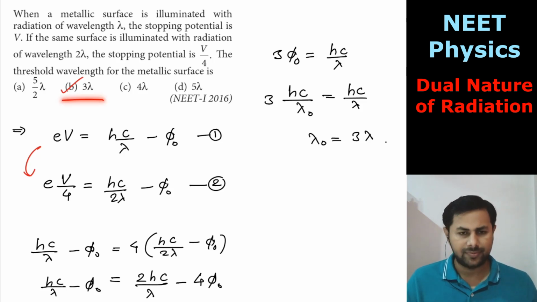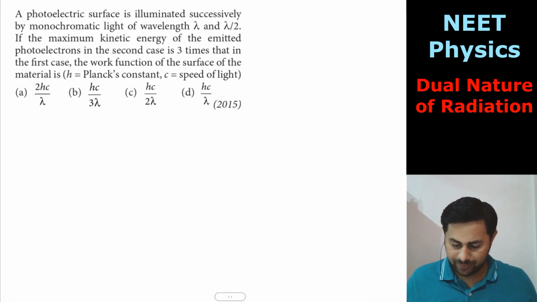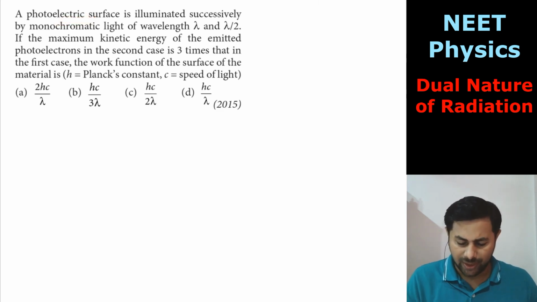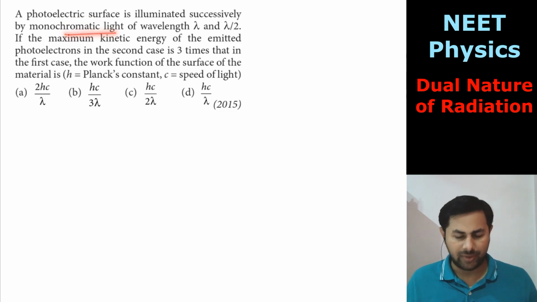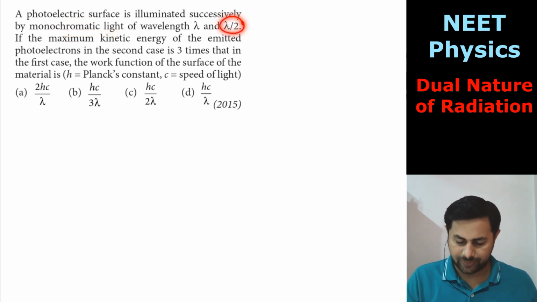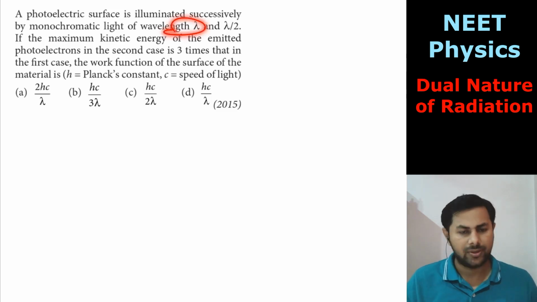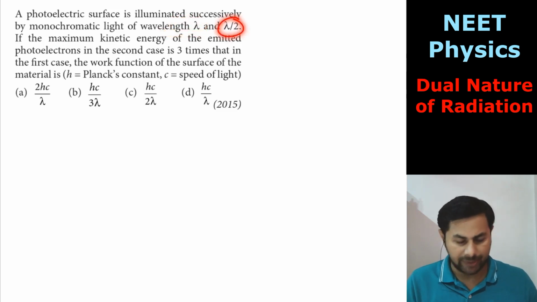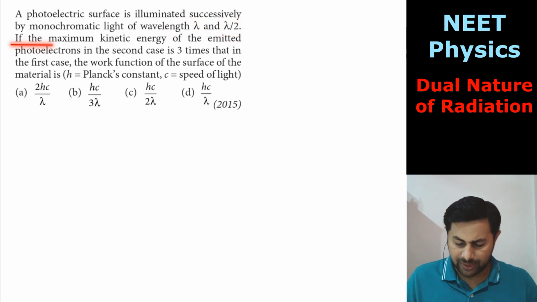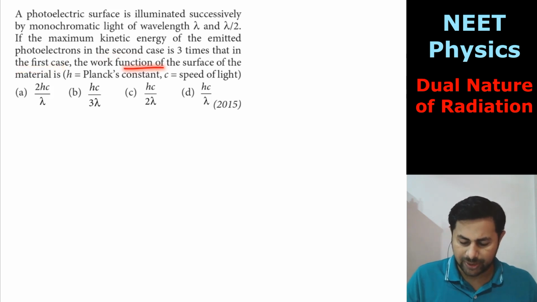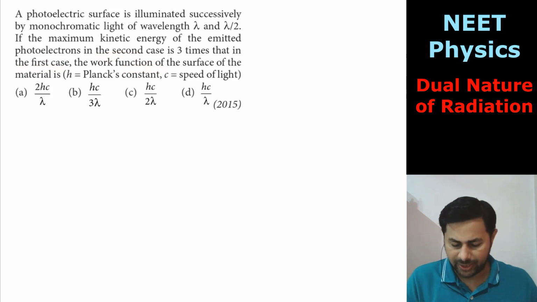Okay, this is clear. Okay, let's see the next one. A photoelectric surface is illuminated successively by monochromatic light of wavelength lambda and lambda by 2. So first we use wavelength lambda, then lambda by 2. If the maximum kinetic energy of emitted photoelectrons in the second case is 3 times that of the first case, the work function of the surface of the material is.